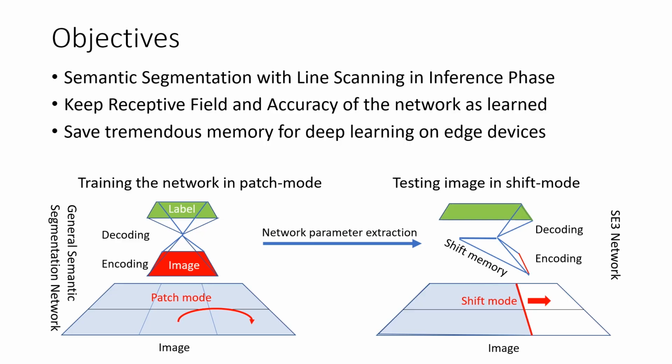However, in the real case, this will increase memory a lot. So what we are doing is converting this network learned through patch mode to a linear scaling mode. The parameters are the same, but the structure is different. It's newly designed so that it can be applied to images through line scanning to achieve the same accuracy.